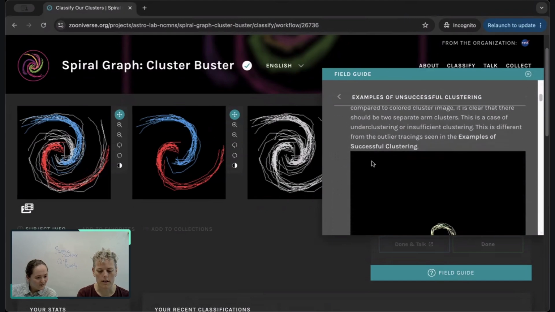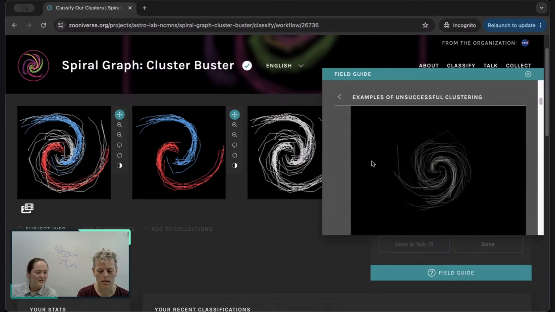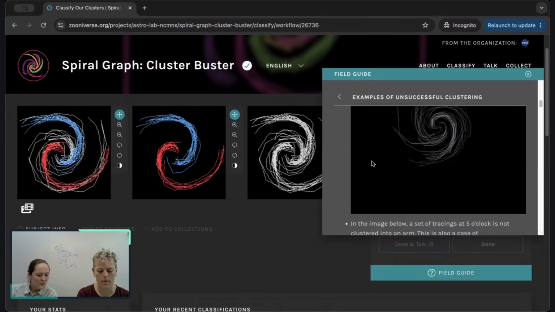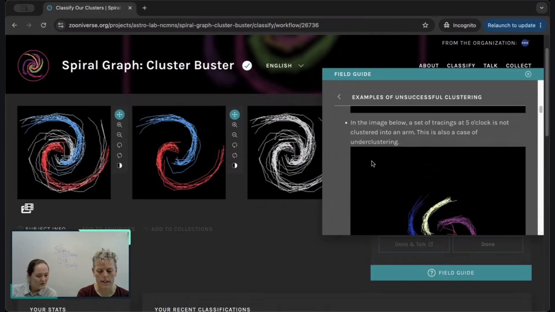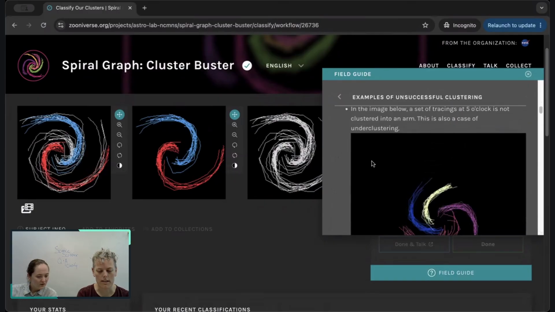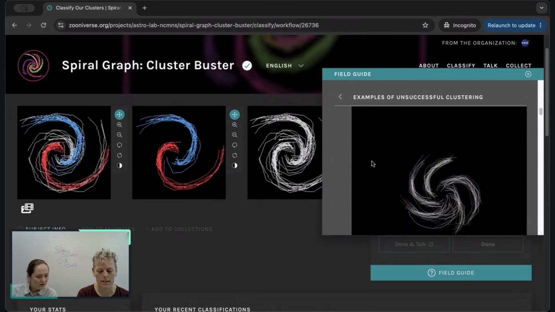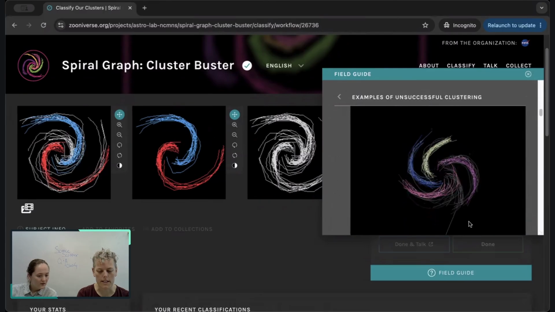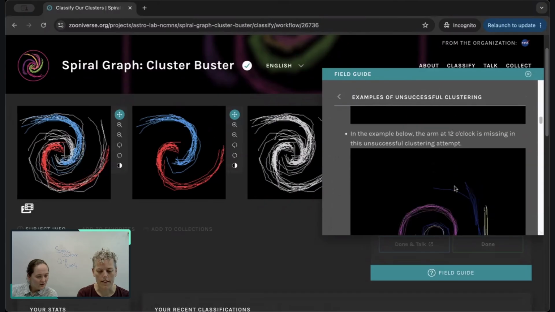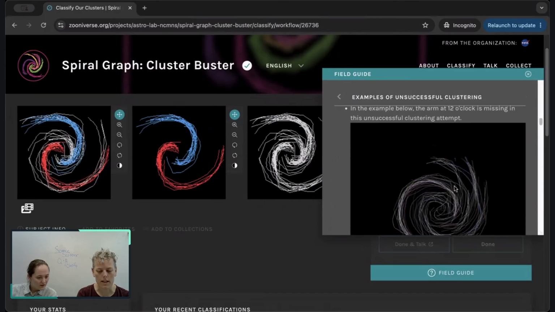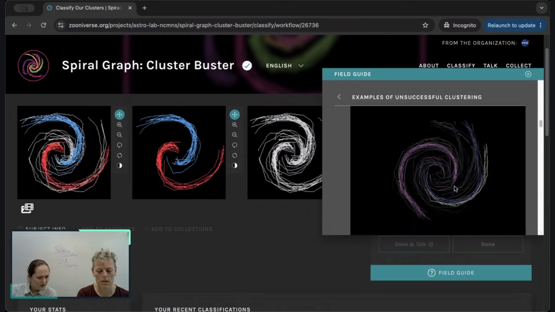Arms not clustered at all, so we've just got a missing arm. Set of tracings at 5 o'clock is not clustered into an arm. Oh, yeah, so it's just kind of missing that arm there. The arm at 12 o'clock is missing in this unsuccessful clustering attempt. So yeah, there's a small one there, and it's just kind of been joined in with that somewhat.